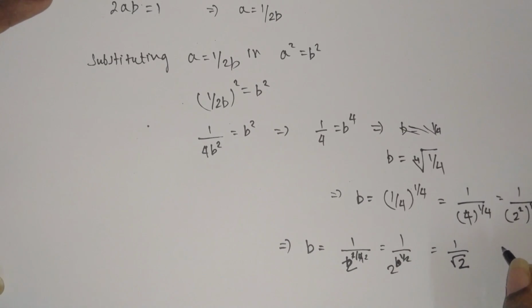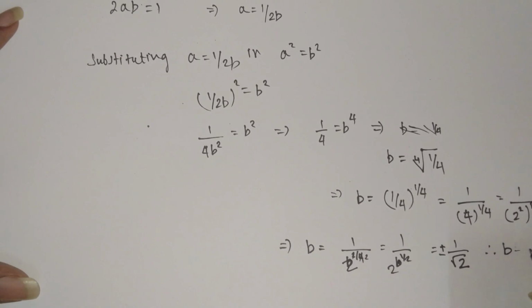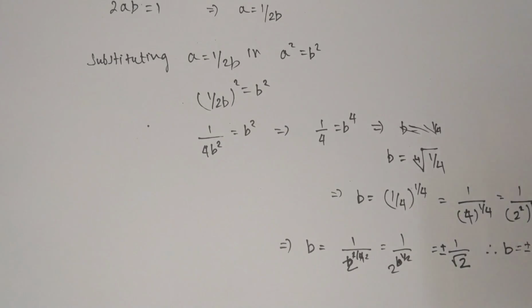Since we are taking square root, it should be plus or minus. So therefore b is equal to plus or minus 1 by root 2. So now, knowing the value of b is equal to plus or minus 1 by root 2, we have to solve for a. I hope so far it is clear. We are just substituting the value of b in the first equation to get the value of a. Now let me write it down. b equal to plus or minus 1 by root 2.